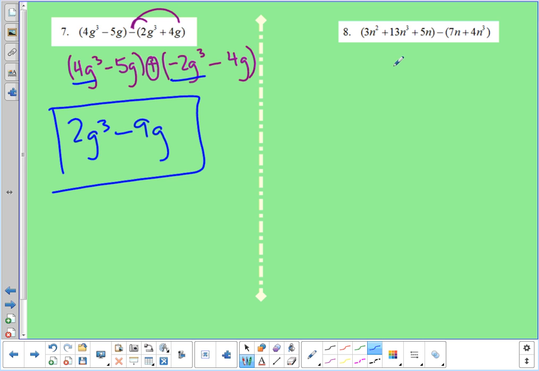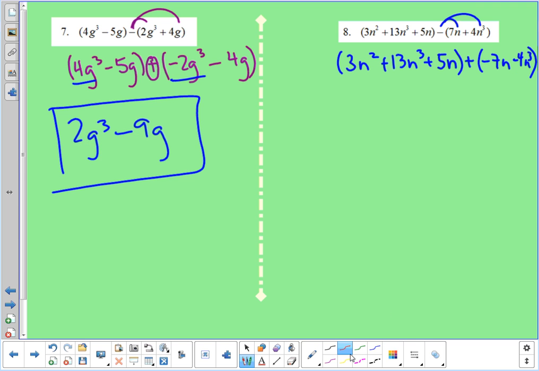So in number 8, I distribute that negative. If I rewrite the whole thing, 3n squared plus 13n to the third plus 5n, that stays the same. But now I am adding negative 7n minus 4n to the third. So those two behind it became its opposite. The 7n is now negative 7n. The 4n to the third is now negative 4n to the third.